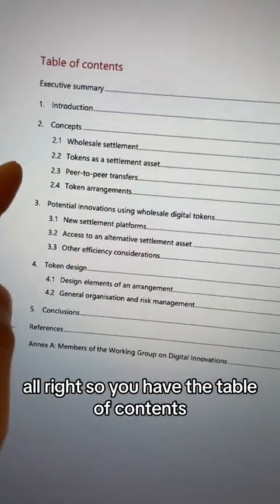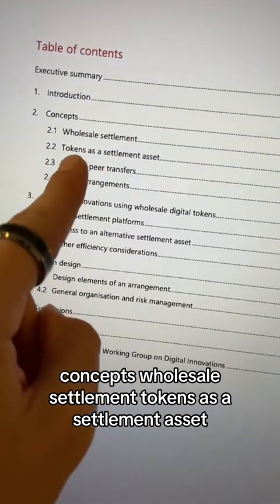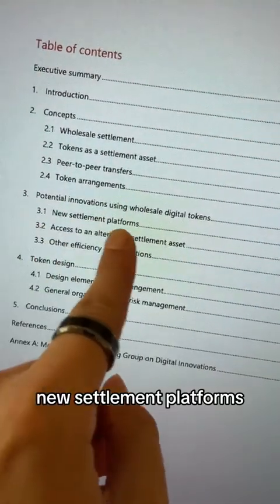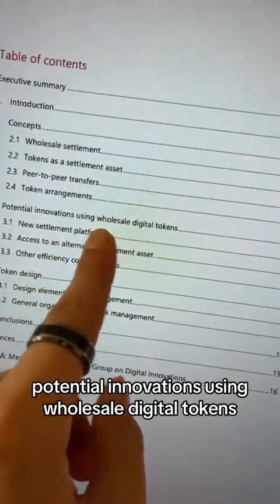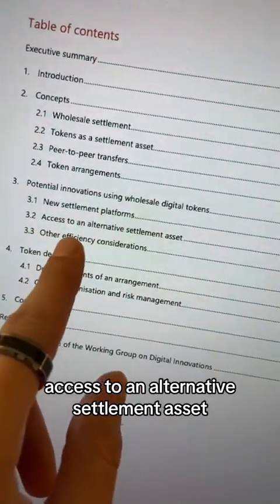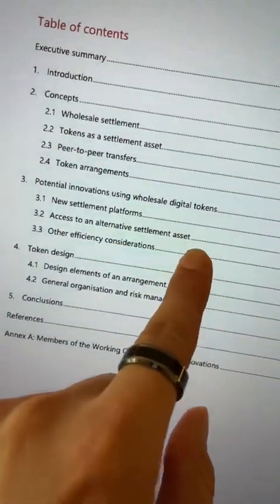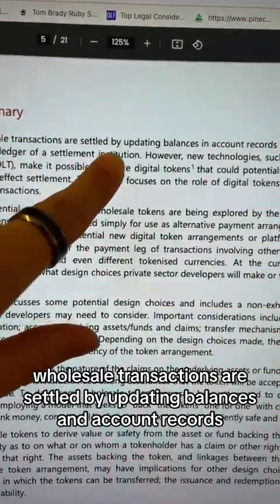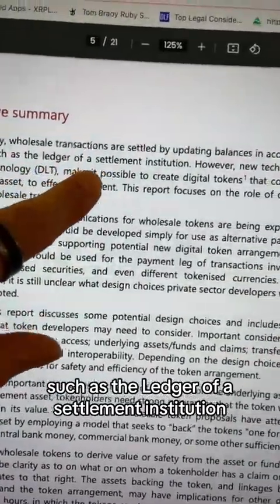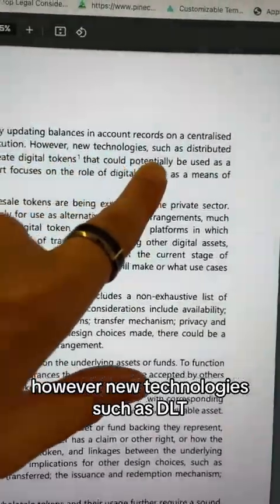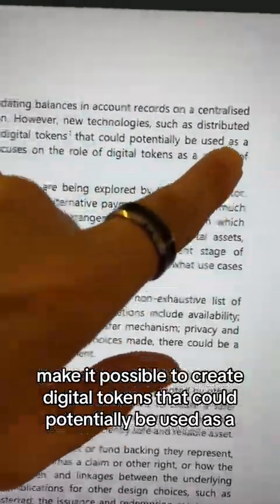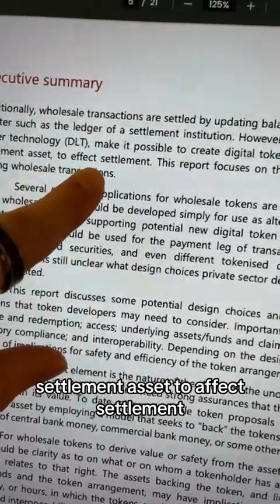All right, so you have the table of contents: concepts, wholesale settlement, tokens as a settlement asset, peer-to-peer transfers, token arrangements, new settlement platforms, potential innovations using wholesale digital tokens, access to an alternative settlement asset, and other efficiency considerations. So traditionally, wholesale transactions are settled by updating balances and account records on centralized registers such as the ledger of a settlement institution. However, new technologies such as DLT make it possible to create digital tokens that could potentially be used as a settlement asset to effect settlement.